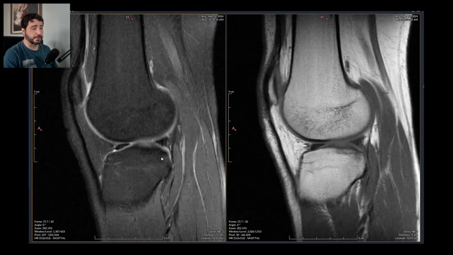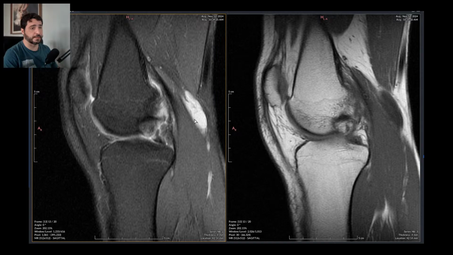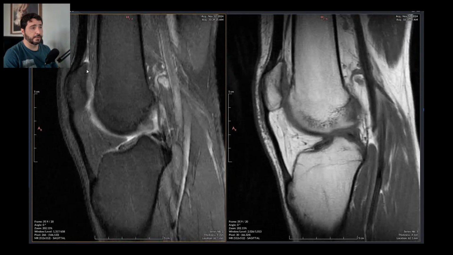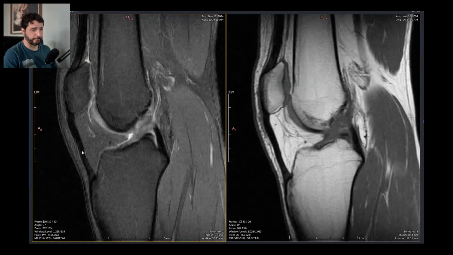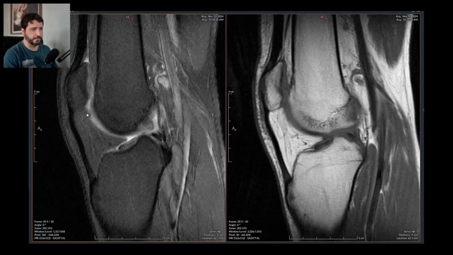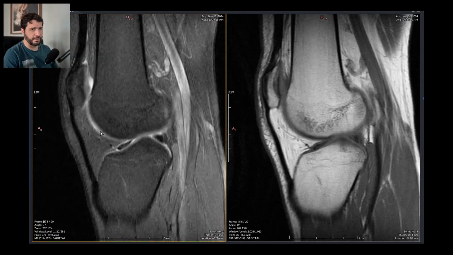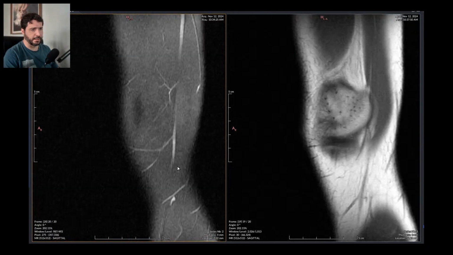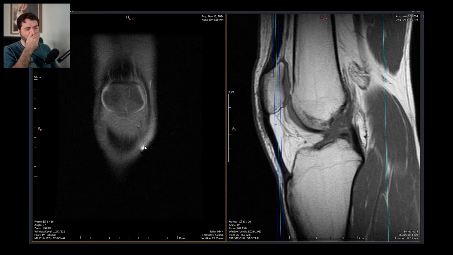The lateral meniscus is fine. The medial meniscus isn't. We have a Baker's cyst right there. We also have a mild articular effusion. Patellar and quadriceps tendons are fine. I suppose there might be some kind of chondral disease right there. It's kind of shaky and noisy. Can't really tell for sure. But let's go for a coronal.